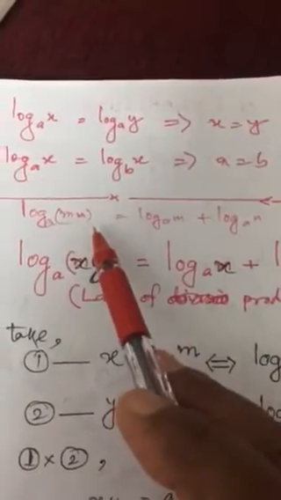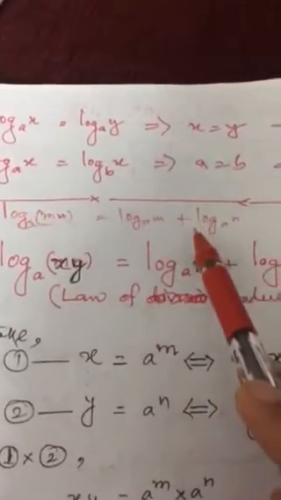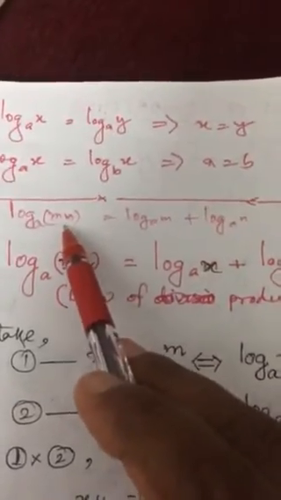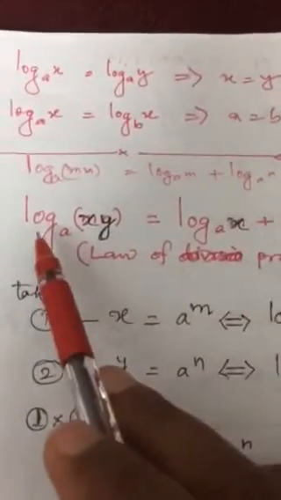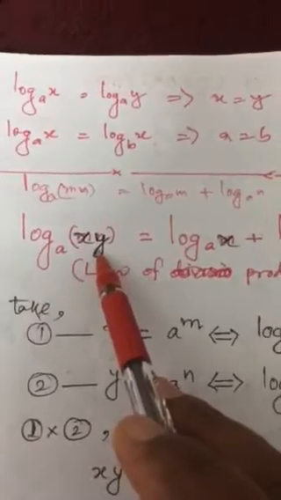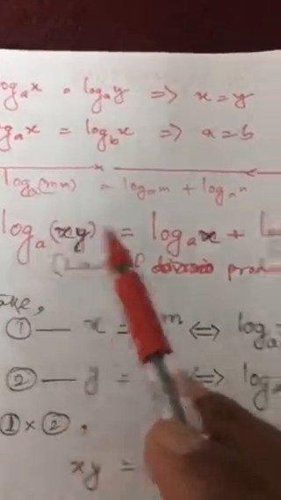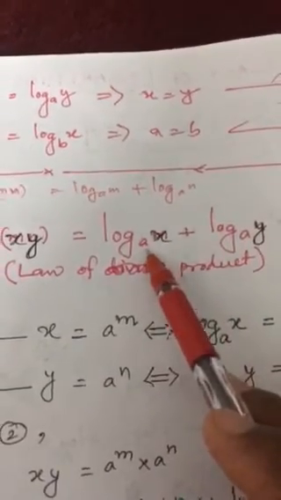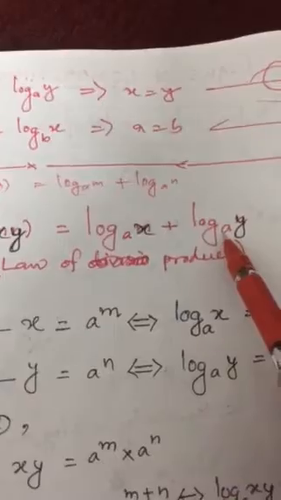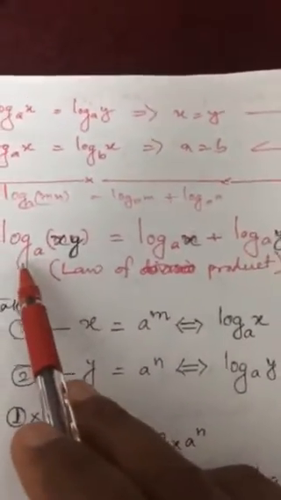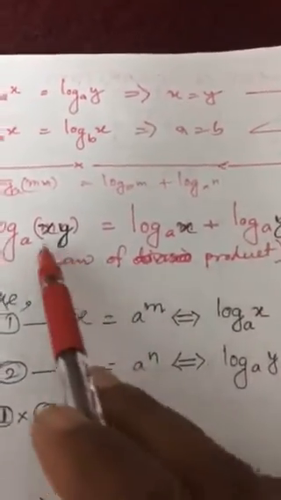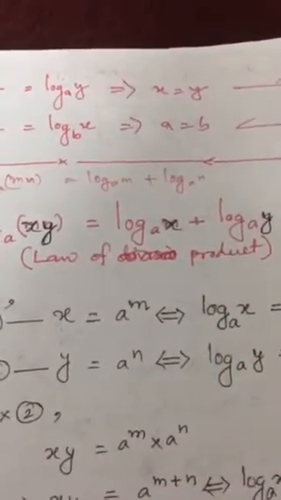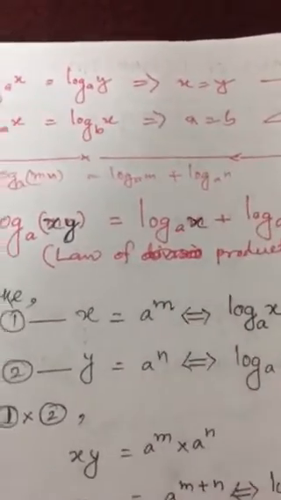Product law means product is changed into addition, in the form of sum. Here you see, log of xy, or x multiply y, to the base a can be written as log x base a plus log y base a. Got my point? So this can be changed into this form, and this is called the law of product.